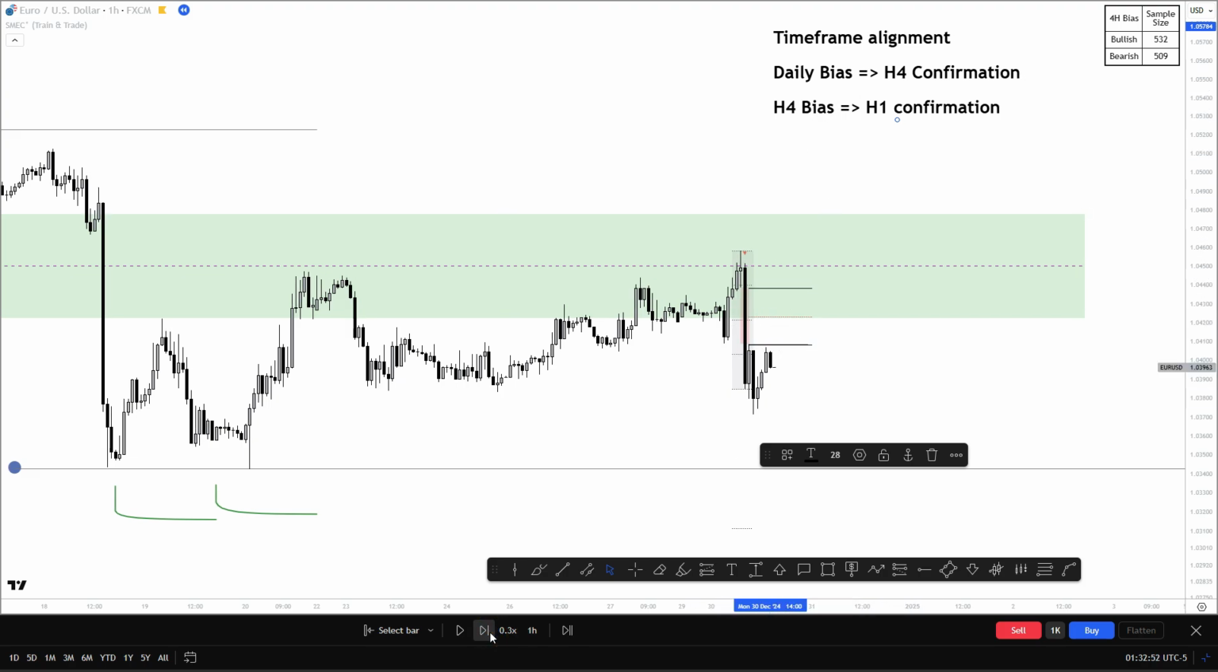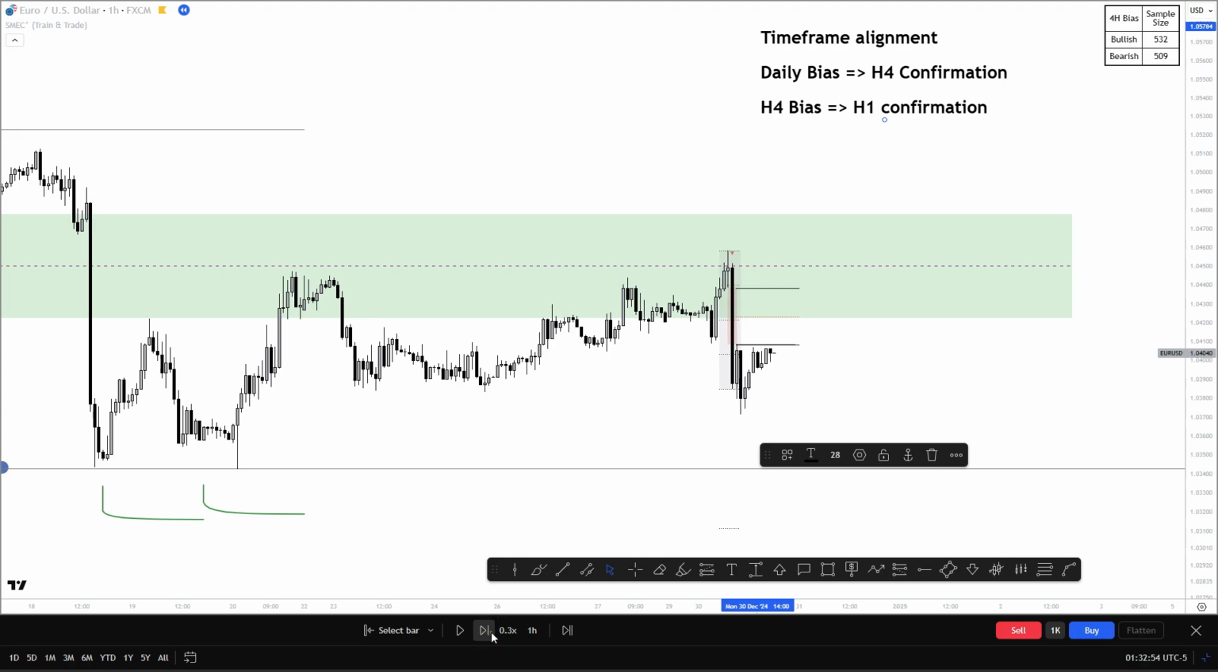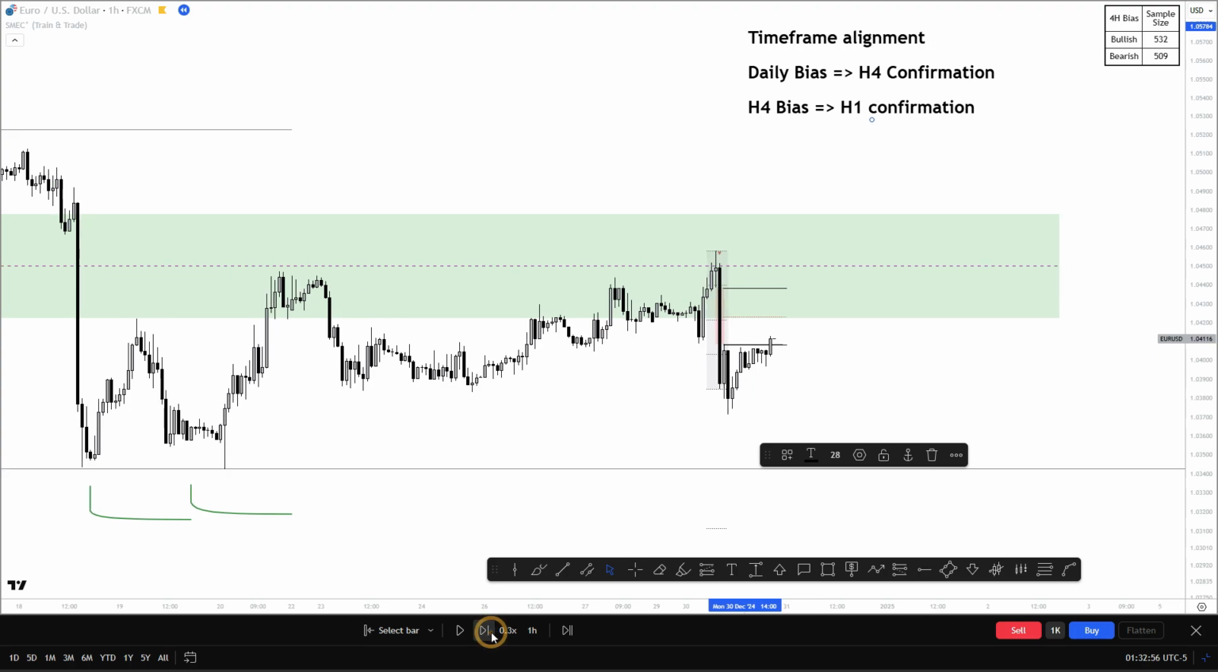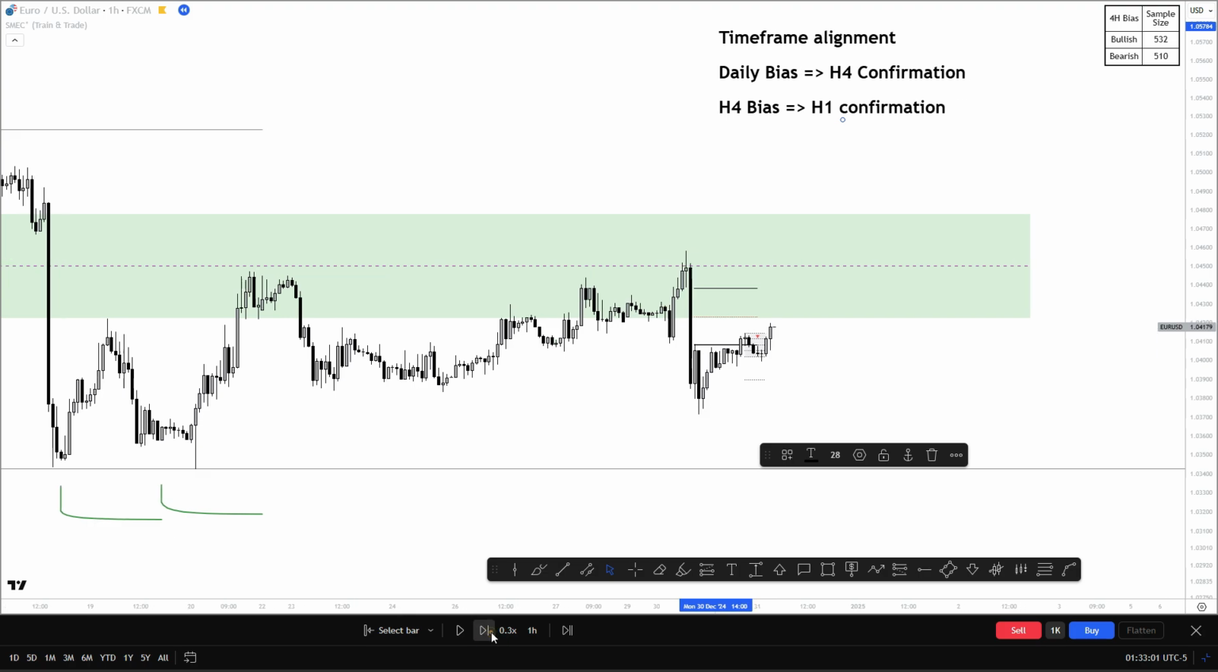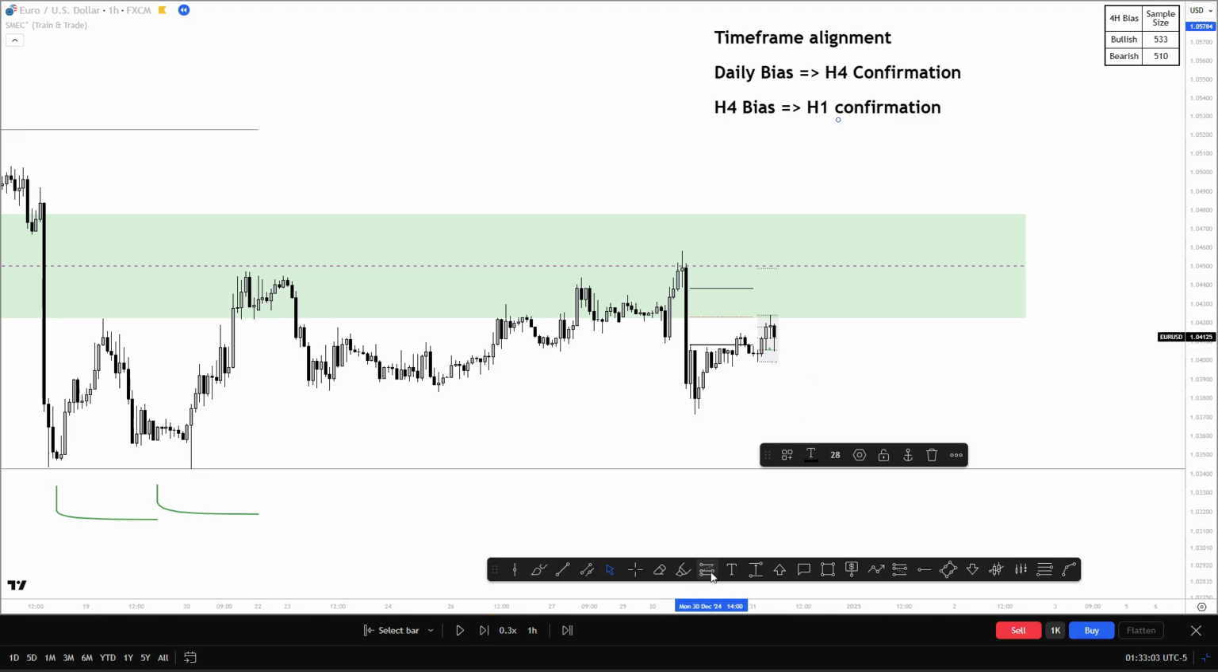Let's go ahead and play this forward. We see, do we get that retest? The market comes into that area. Boom, we get into that 50%. So let's go ahead and put a short position on, into that 50% mark.